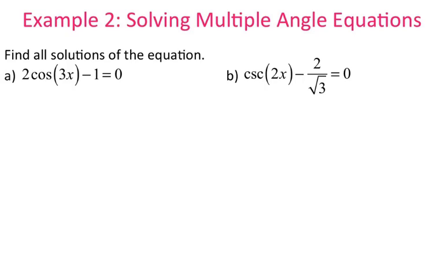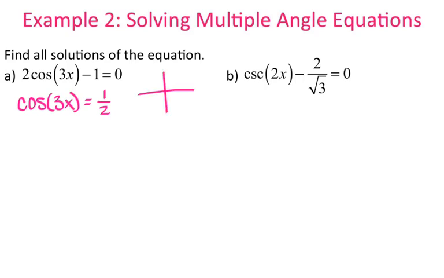The next thing we're looking at is solving for multiple angles. If you look inside these parentheses, you don't just have an x, you have a 3x, and then over here you have a 2x. I'm still going to solve this like I normally did with the other ones. So I'm going to isolate my cosine. So I'm going to add 1, divided by 2. So I have cosine of 3x equals 1/2. Still going to proceed like I normally do.